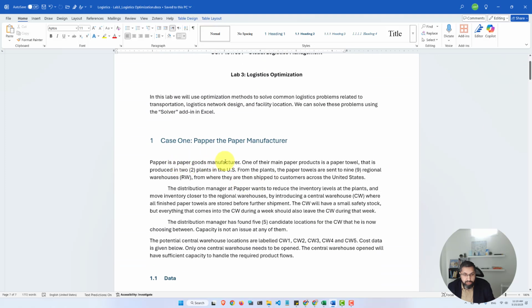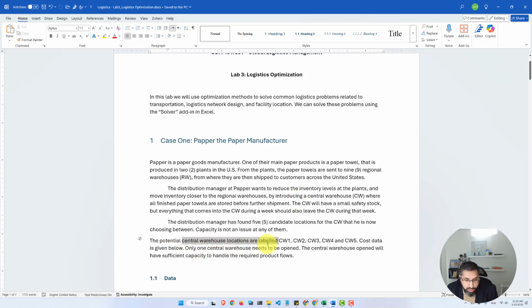So Papr is a paper goods manufacturer. They make products like paper towels. They make them in 2 plants in the US. From the plants, the paper towels are currently being sent to 9 regional warehouses, from where they're shipped to customers across the US. The distribution manager wants to see if opening a central warehouse will be useful, because they're having issues with keeping a lot of inventory at the manufacturing plant. So they're saying, why not have a dedicated warehouse to hold the inventory, which will refill or replenish the regional warehouses. And then obviously, if you're going to set up a warehouse, it may make sense to put it in a central location rather than in the manufacturing plant itself.